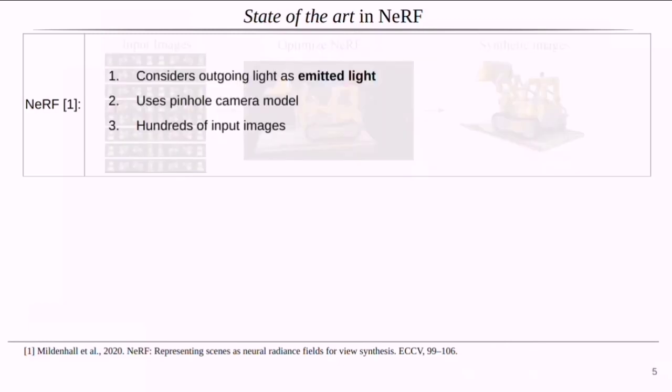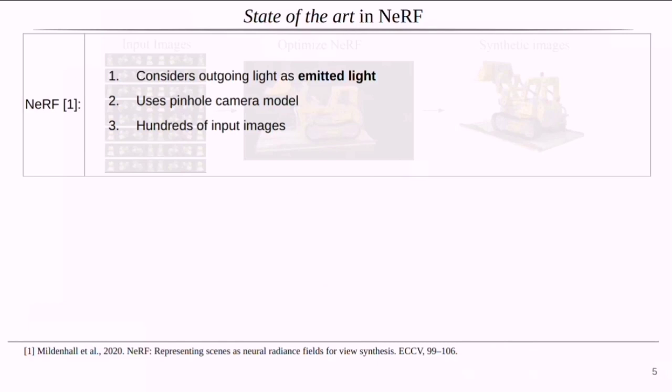Even though NeRF is a pioneering work with high-quality results, it is limited by several shortcomings. For example, NeRF considers outgoing light as emitted light, which means we can't change the illumination. It uses the pinhole camera model, which is not the case for satellite images. It requires hundreds of input images, while satellite images often only have 2 or 3 images taken over the same area at the same time.